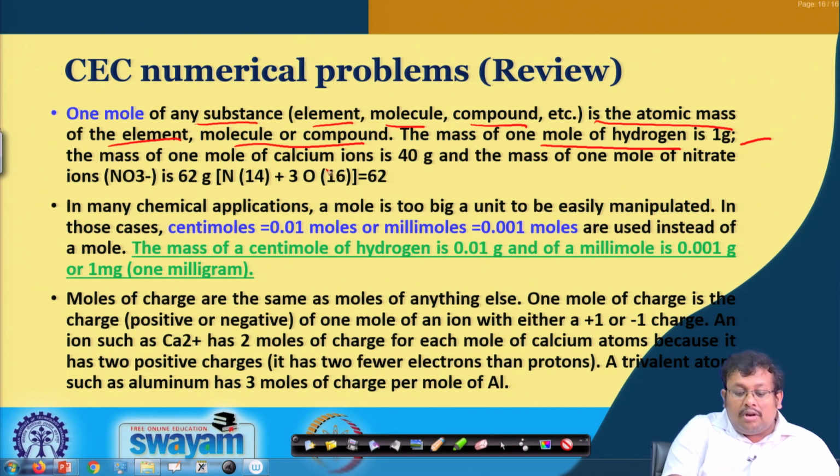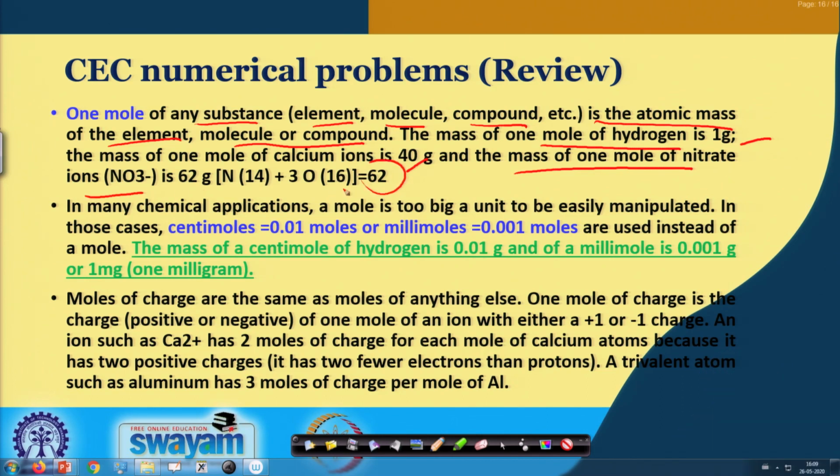The mass of 1 mole of calcium ion is 40 grams and the mass of 1 mole of nitrate is 62 grams, which we calculated from 14 grams of nitrogen plus 3 oxygen, that is 3 multiplied by 16, that is 48, plus 14. So, 48 plus 14, we are getting 62.